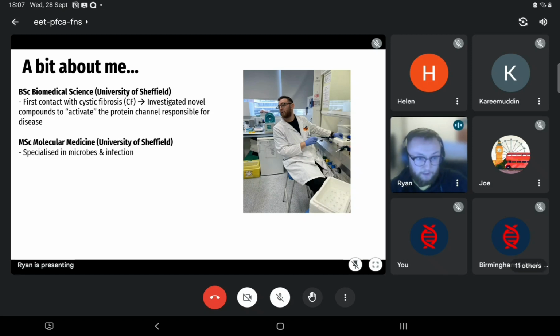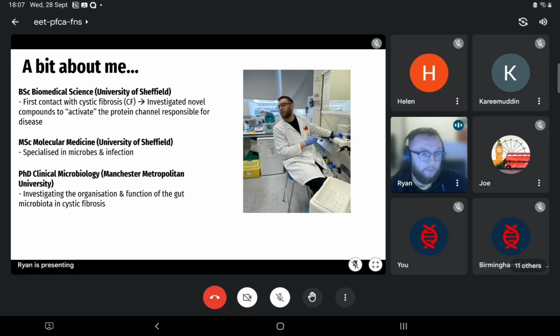From there, I did a master's at the University of Sheffield in molecular medicine, and that's where I learned a lot of the techniques in theory that I apply now in my PhD. Again, I'll walk you through some of those. During that degree, I specialized in microbes and infection towards the end of it, which leads me nicely to where I am now, doing my PhD in clinical microbiology, looking at the gut microbiota in cystic fibrosis. So it all tied together quite well.